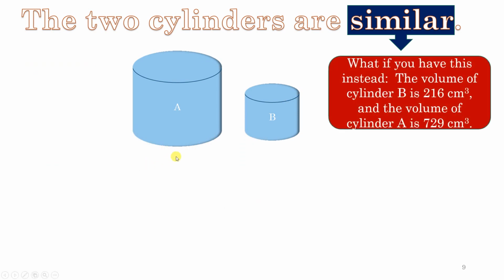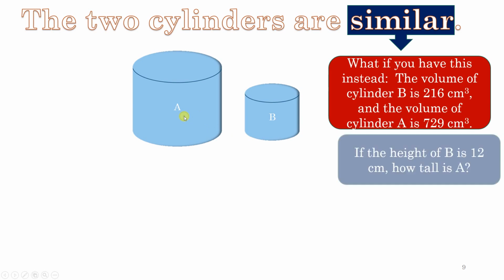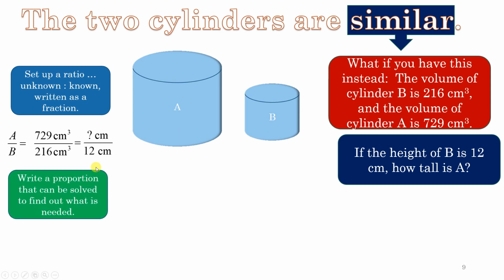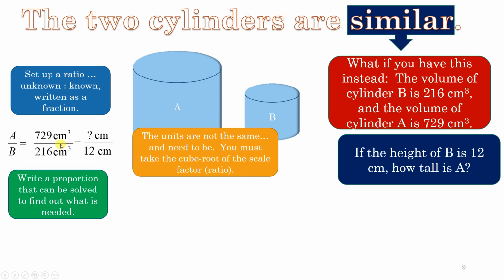Now, even though the shapes look the same, let's say they're totally new. Let's say we're given that the volume of B is 216 and the volume of A is 729 cubic centimeters. And we're given that the height of B is 12, and we now need to figure out how tall A is. Same way as before, set up your proportions. Since we know everything about B, it's in the denominator. Since we don't know everything about A, we're going to put it in the numerator, and we're going to set up a proportion. And just like before, this is volume, and now this is a distance, so this isn't going to tell us exactly the ratio of the heights because the units are all wrong.